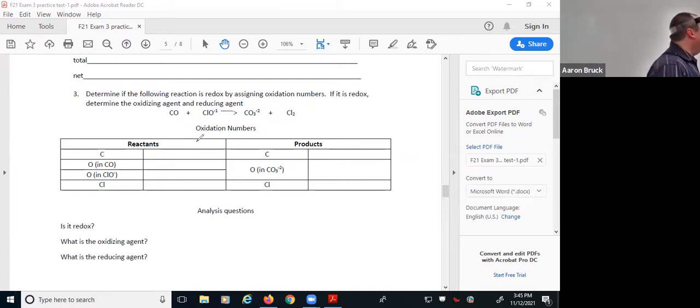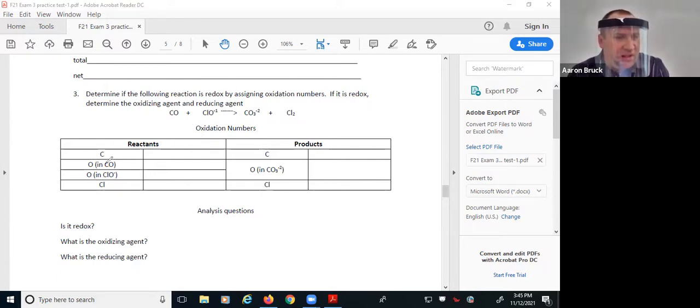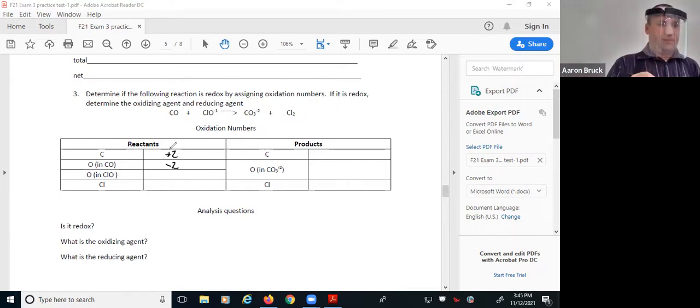But that being said, if we know that it is redox, then we better find a difference here between the reactants and products. If they all come out the same on both sides, then you know you made a mistake. All right, so let's go through this. If I'm looking at the carbon monoxide, we know that oxygen is -2, which means that the carbon has to be +2 to keep the carbon monoxide neutral.